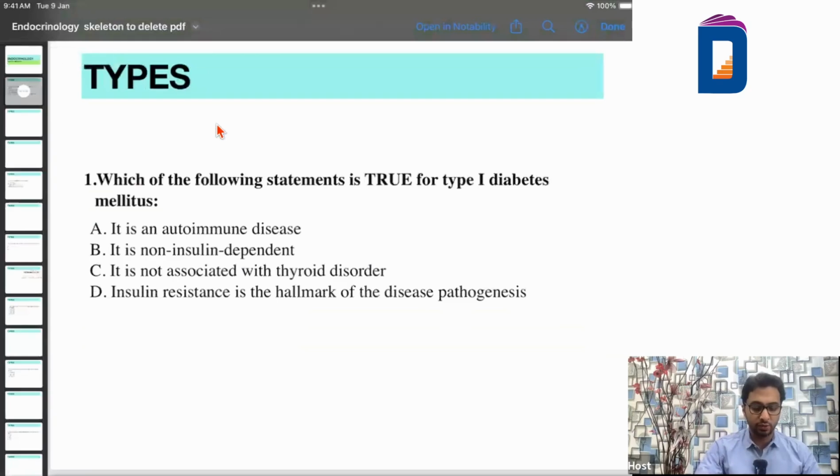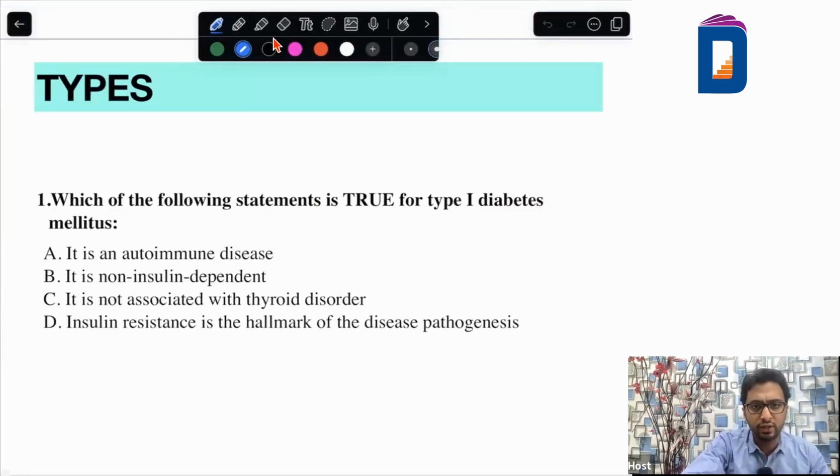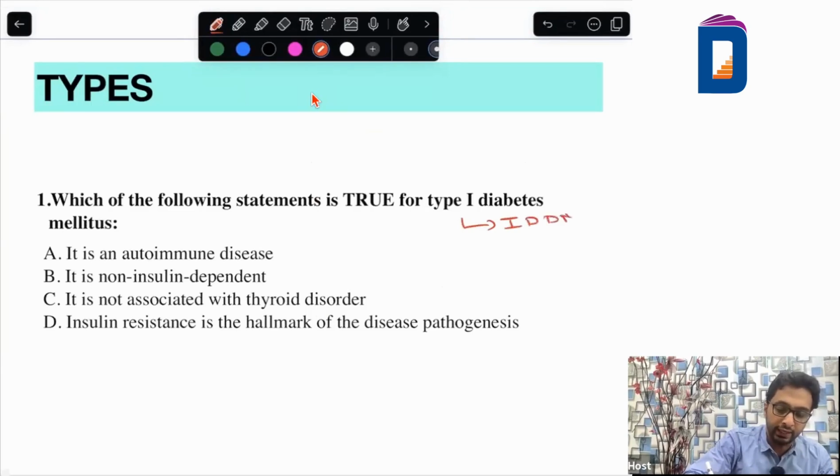So let's understand this. Which of the following is true with regard to type 1 diabetes? There are two types: insulin dependent, which is type 1, and non-insulin dependent. Type 1 is insulin dependent diabetes mellitus, IDDM. The other one is non-insulin dependent. So what is the answer for this? It's an autoimmune. Is it type 1? Is it non-insulin dependent? No, it is insulin dependent. That I've already said.